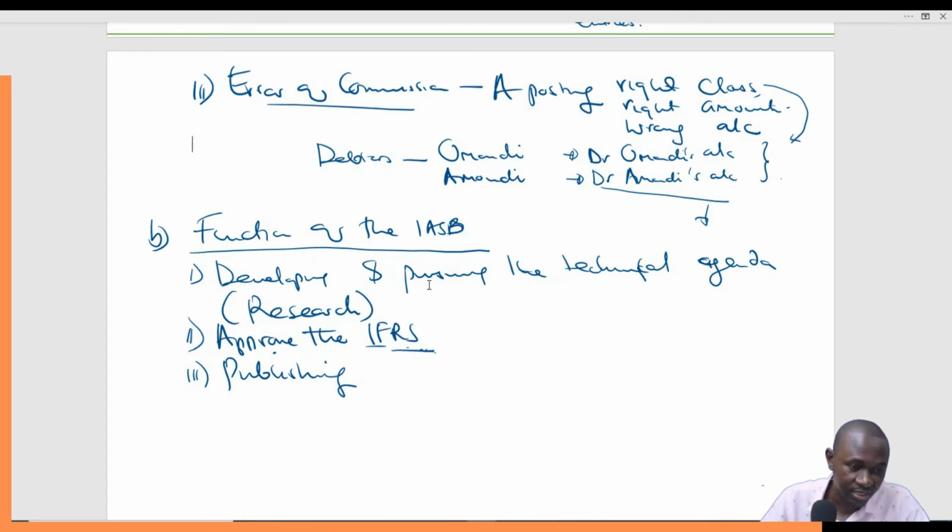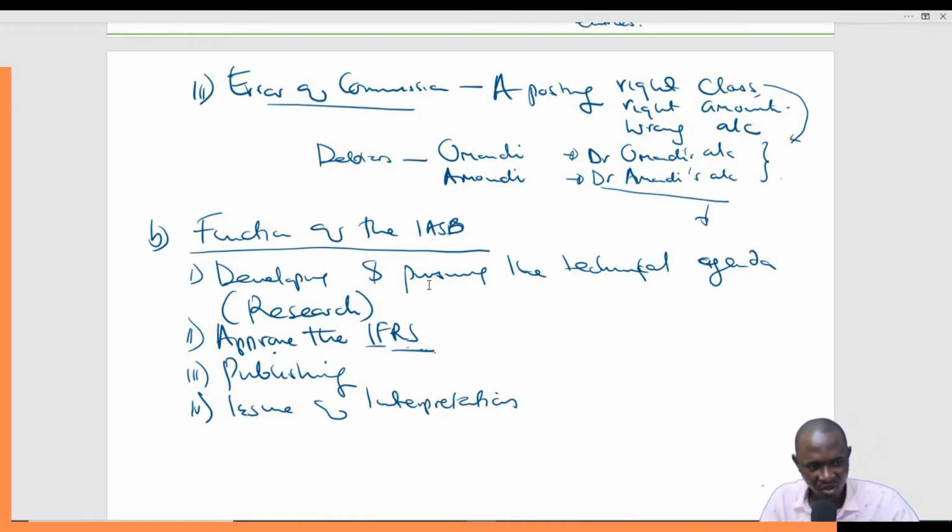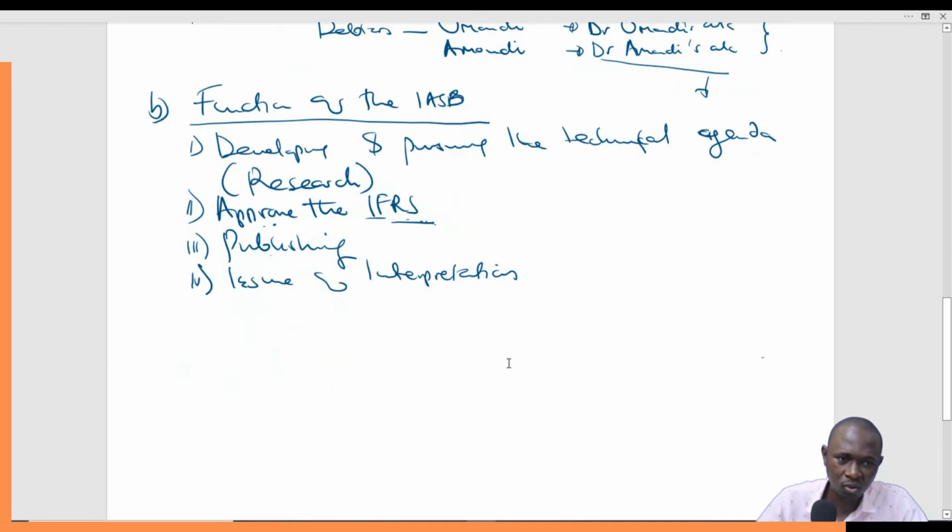And after that, they also do what? Issue the interpretations. Issuance of interpretations to the public in case there's any need for that. So they develop, they approve, they publish, and they also issue interpretations for that. And why do they do all this? They do all this to ensure that there is harmony in the application of accounting standards.